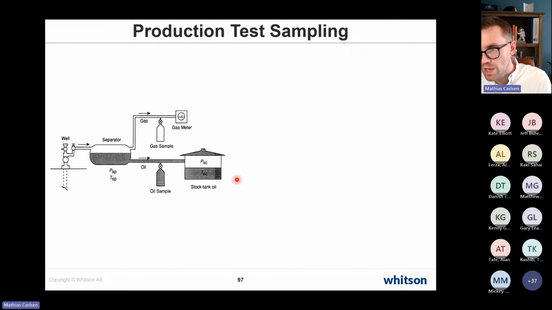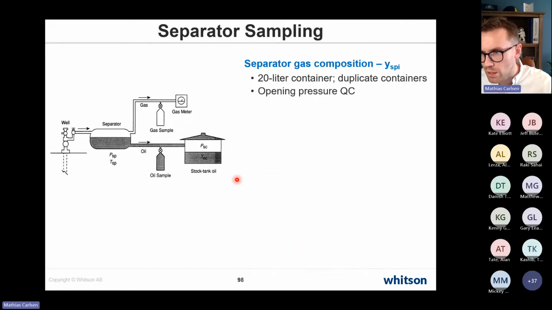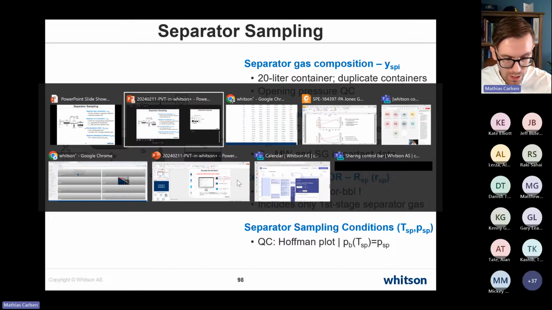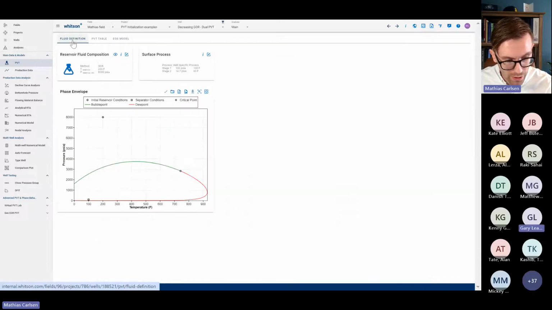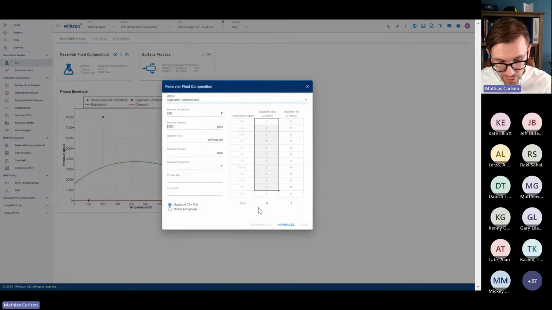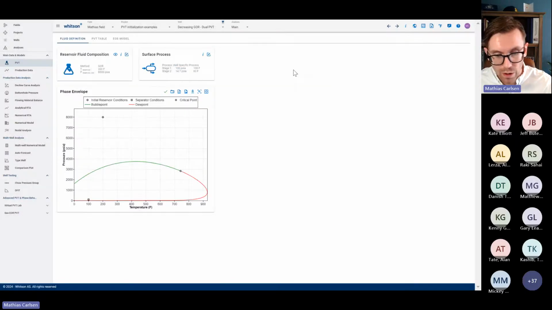When it comes to different types of samples that we many times have, we have production test sampling. Depending on where you are in the world, we can have many of those, and we can use it. We get stock tank APIs, etc. from that. Separator sampling costs a little bit more, but it gives you the separated oil and the separated gas that you can use also in, for instance, the Whitson Plus software. And instead of inputting the GOR, you could go in and say, okay, I would actually like to input the separator compositions here, separated gas, separated oil, and then the software does the recombination for you.